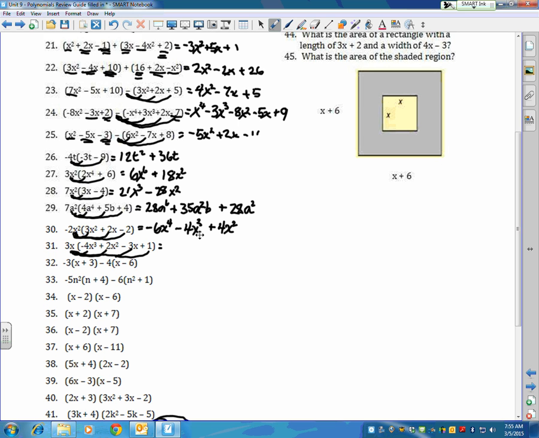Okay, so 3x times negative 4x to the third is negative 12x to the fourth. Then we have 6x to the third. Then we have negative 9x squared. And then we have 3x.